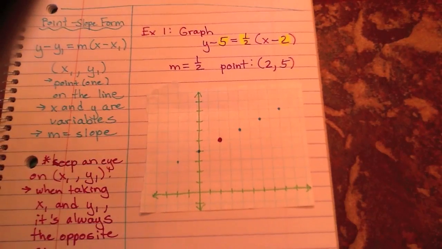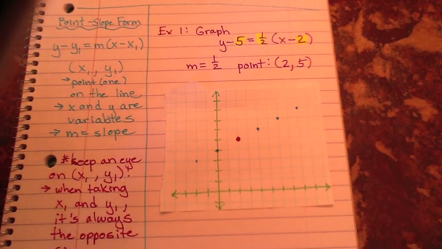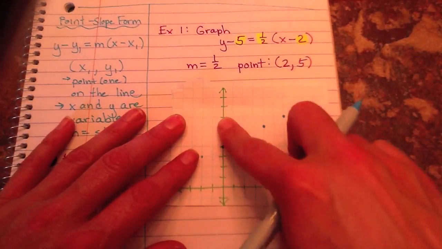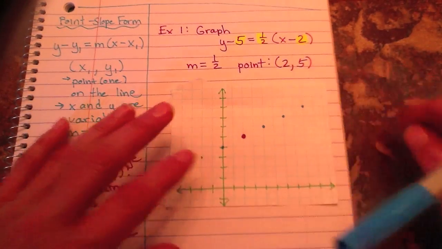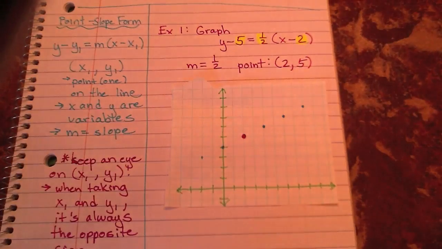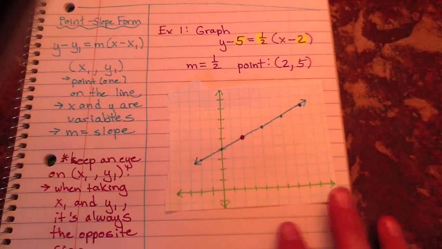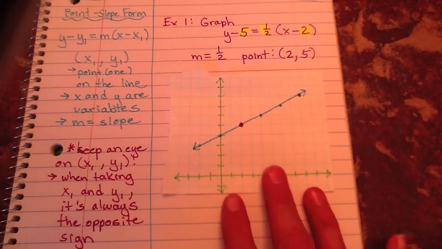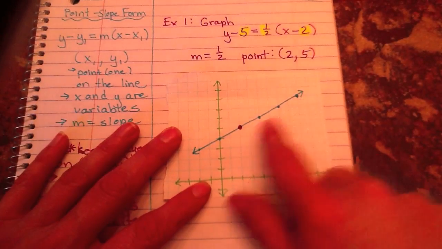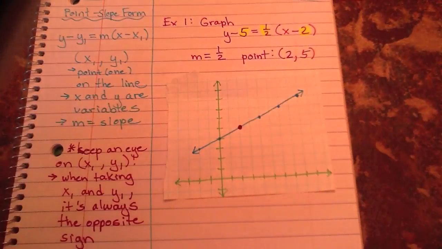So if you understand graphing with slope-intercept form, this is exactly the same other than the fact that you're not plotting a point on your y-intercept. You're plotting an actual point that you find from there. And then you just have to remember that rule about the opposite sign when you pull out the x and the y. Get a straight edge and connect that. And that's what your graph should look like. So all of these are possible solutions of that linear equation that's in point-slope form.